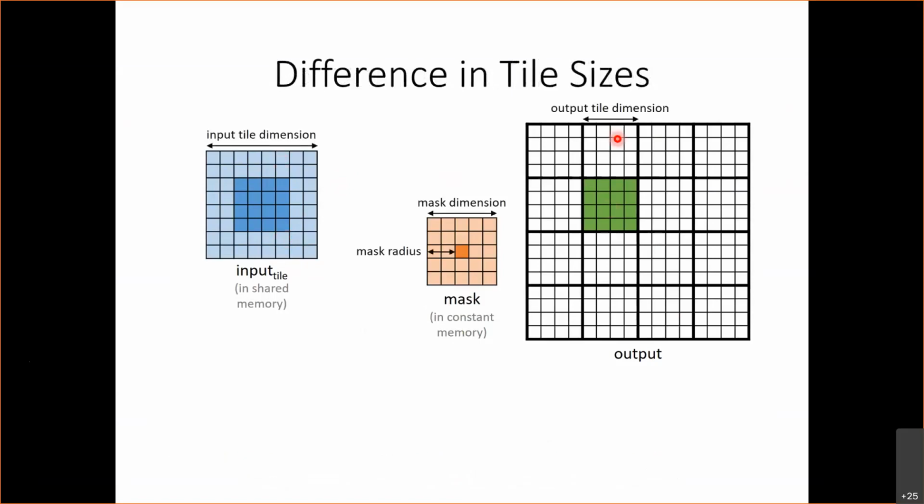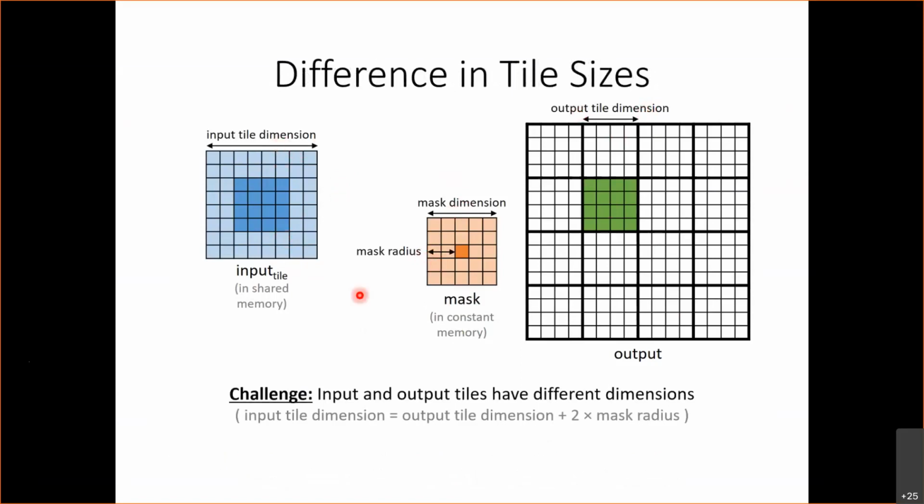In fact, if you take a look here, you have your output tile dimension, your mask dimension, your mask radius, and your input tile dimension. The input tile dimension is equivalent to the output tile dimension plus 2 times the mask radius. So it's the output tile dimension, and then you have the mask radius in this direction and the mask radius in this direction. So your input tile dimension is equal to the output tile dimension plus 2 times the mask radius. So your input and output tiles have different dimensions. So what do you do in this case?